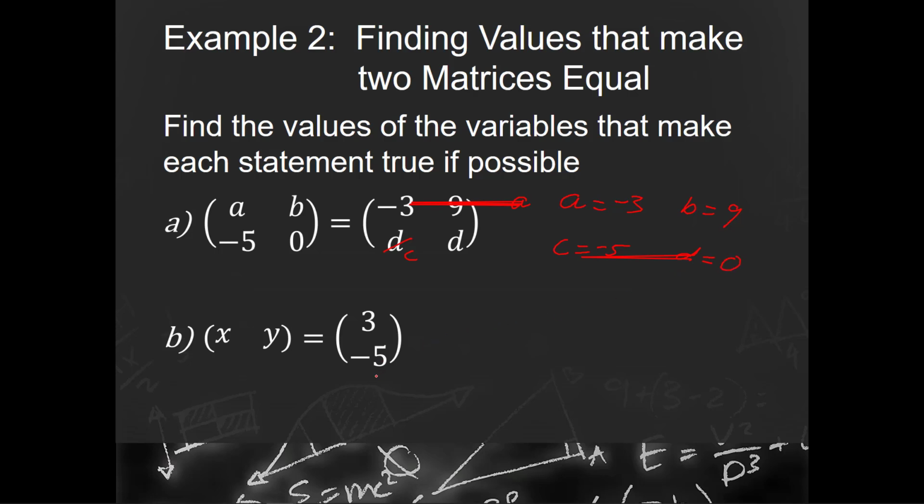Okay, now, for this one, notice this is a 1 by 2 matrix, and this is a 2 by 1 matrix. These could never be equal, so there is no solution. There's no way to make these matrices equal. So we would say that there's no solution.